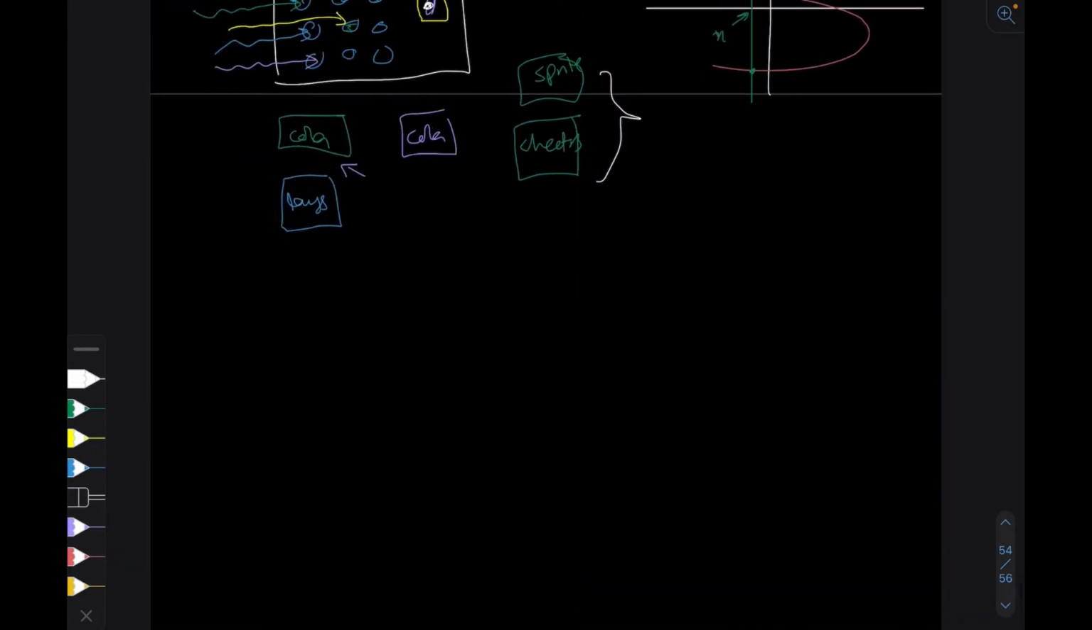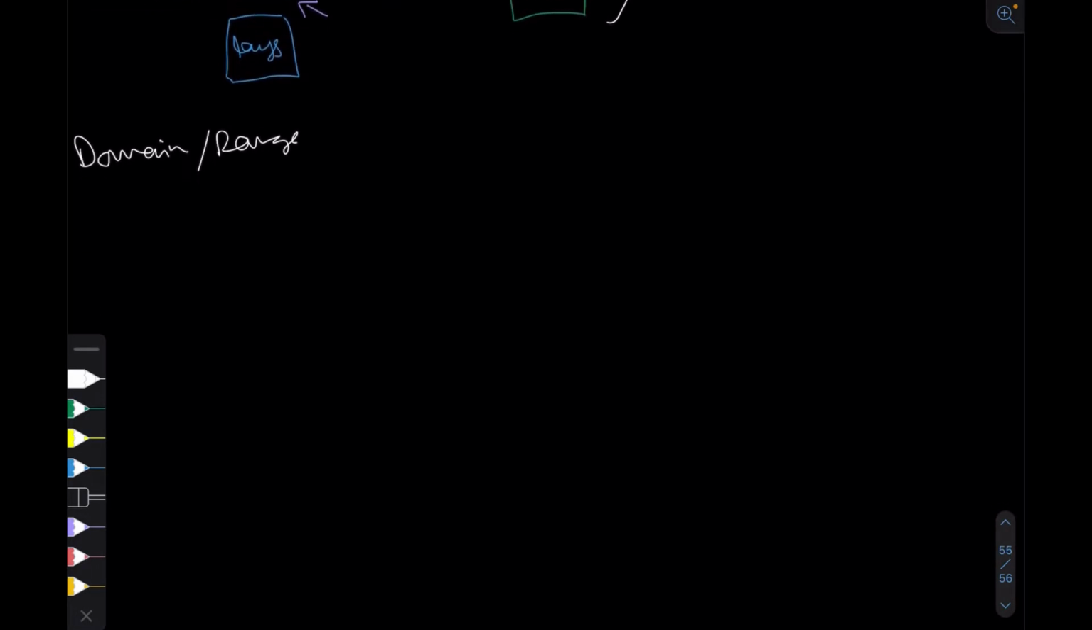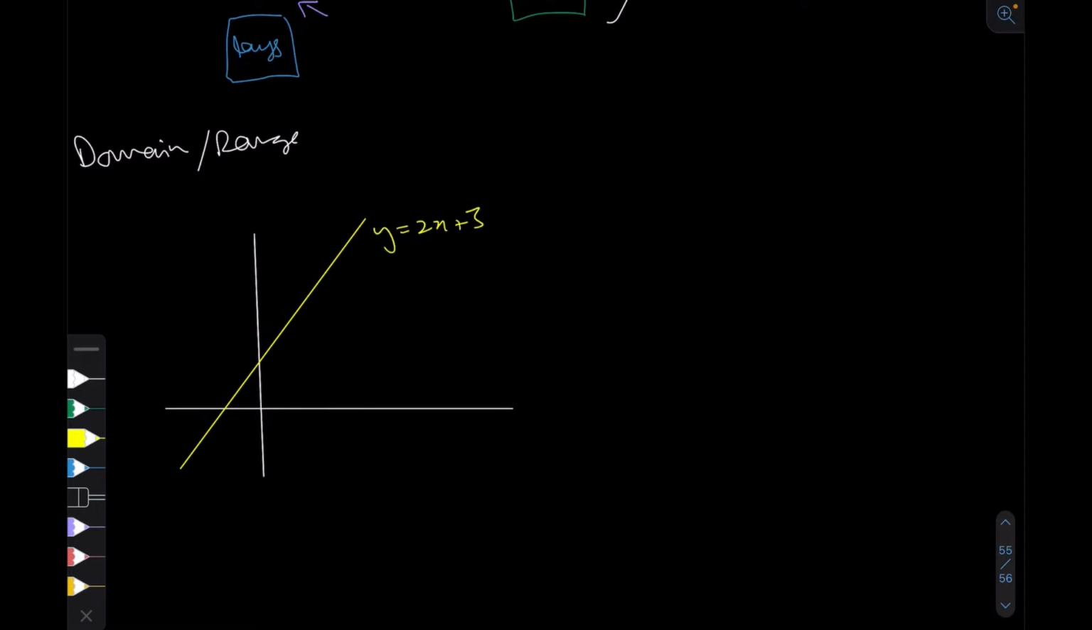Right? So let's talk about domain and range. Let me zoom in a bit. So domain and range. Okay. So let's say there's some graph y equals 2x plus 3, right?